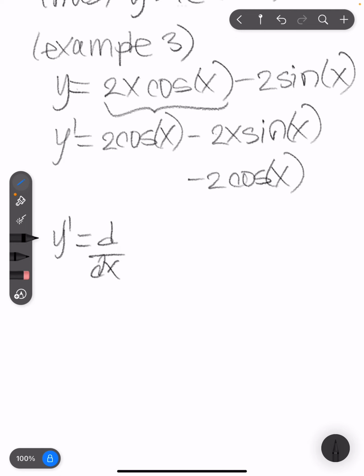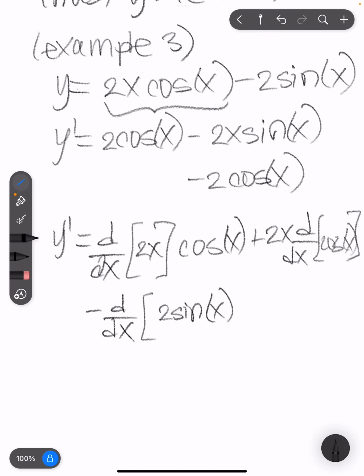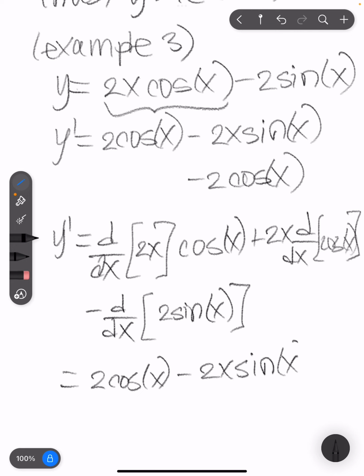So if we were to write this out, we would see this is the derivative of 2x times cosine x plus 2x times the derivative of cosine x minus the derivative of 2 sine x. And this certainly turns into 2 cosine x minus 2x sine of x minus 2 cosine.